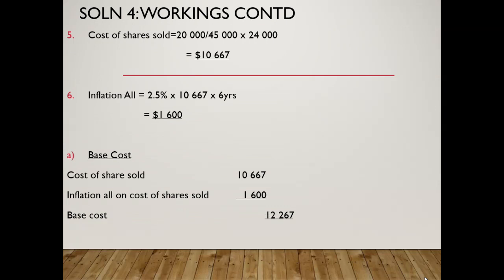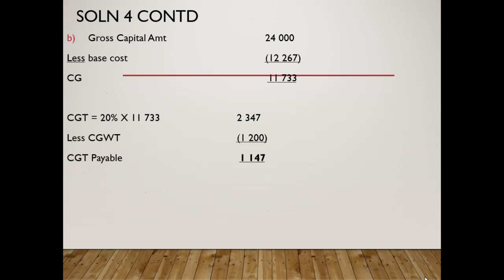Then we now have the cost of shares sold, the 10,667, plus the inflation allowance to form our base costs. You remember how we were calculating base cost on those other ones yesterday.